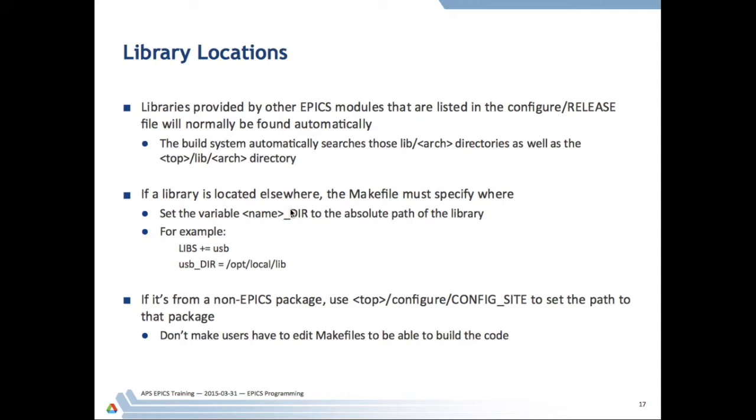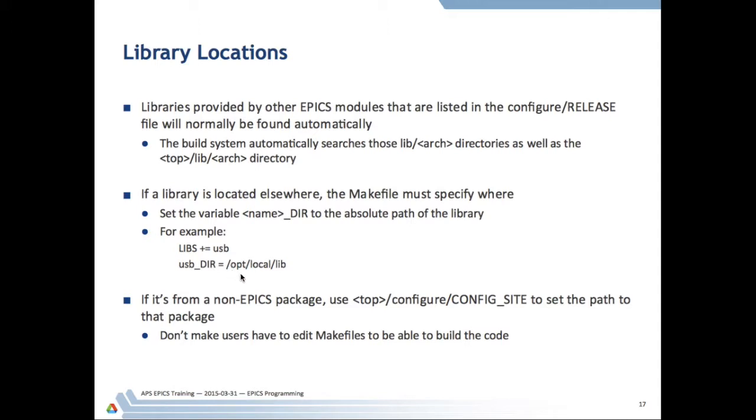And to do that, you set the value of the name underscore dir variable to the absolute path of the library. So if I had a libusb, I'm linking to libusb, and that library I know is in optlocal lib, then this says you'll find libusb in optlocal lib. So now that will build and link properly.